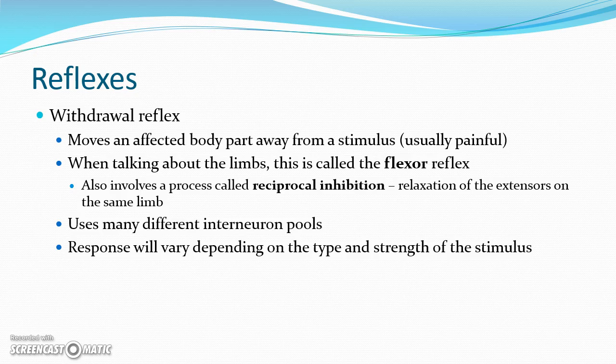Another type of somatic reflex is the withdrawal reflex. This type of reflex is designed to move a body part away from a stimulus, usually a painful one. If the body part is a limb, it is called a flexor reflex. This is a polysynaptic reflex, so it uses many different neuronal pools, and the response may vary depending on the type of stimulus involved and the number of neuronal pools activated.